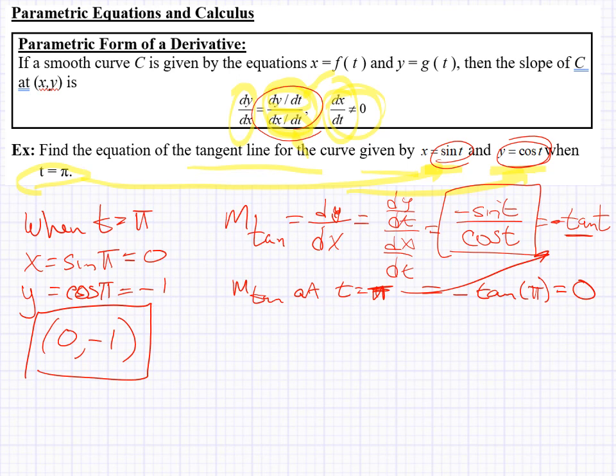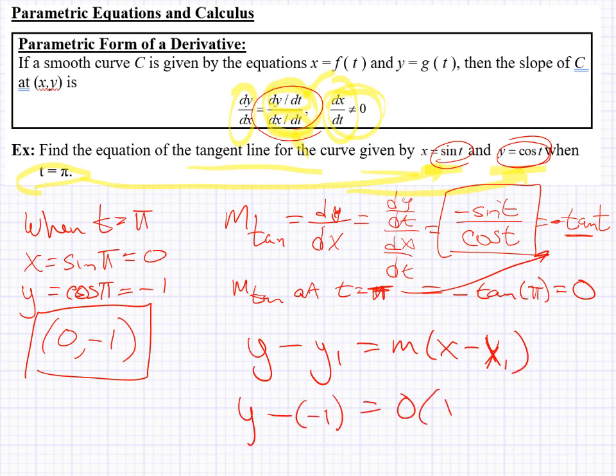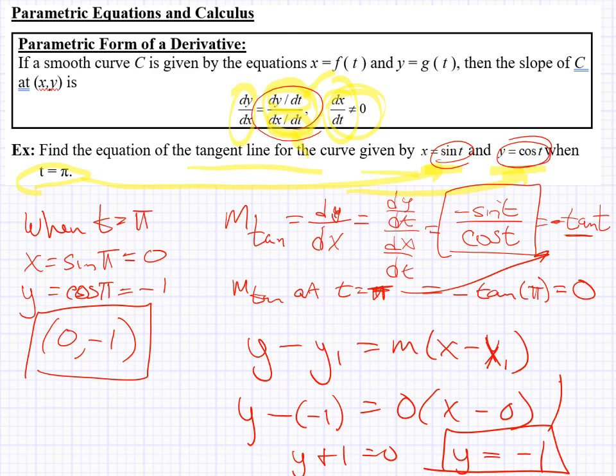And now you want to write the equation of the tangent line. So we'll use the point-slope formula to do that. y minus -1 equals 0 times x minus 0. So you just get y plus 1 equals 0. So y equals -1 is the equation of the tangent line to this set of parametric equations. Pretty simple. Okay.